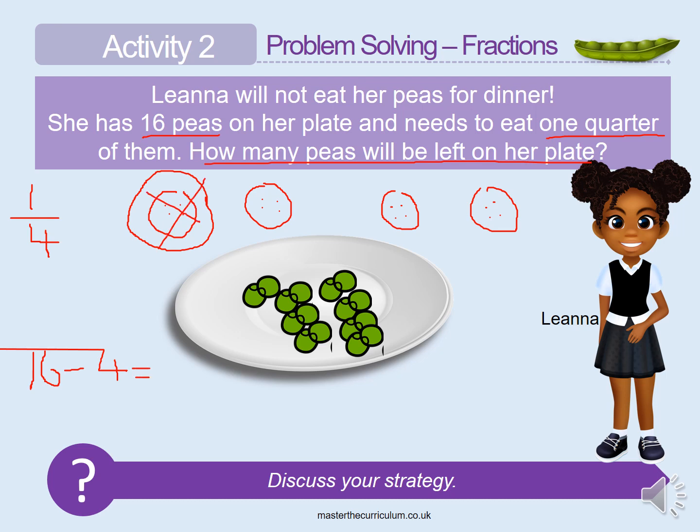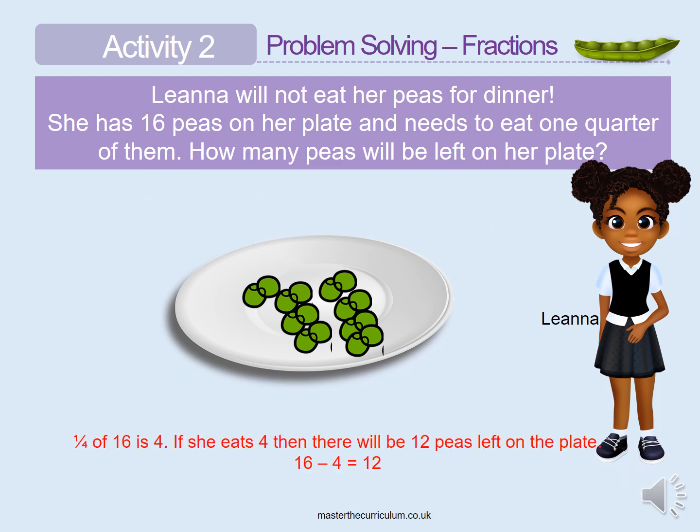How many are left? We've got 4, 4, 4. We've got 3 groups of 4. So we've got 4, 8, 12. So she will have 12 peas left on her plate. So 1/4 of 16 is 4. If she eats 4, then there will be 12 peas left on her plate. 16 subtract 4 equals 12.